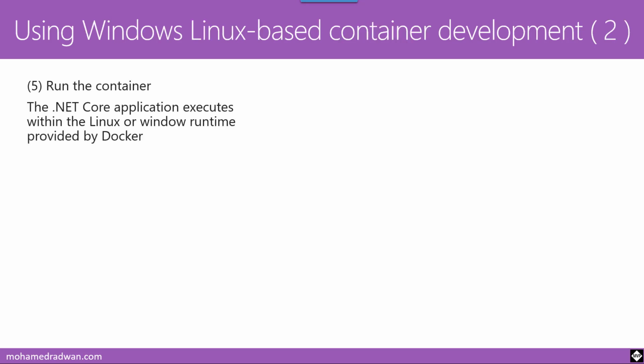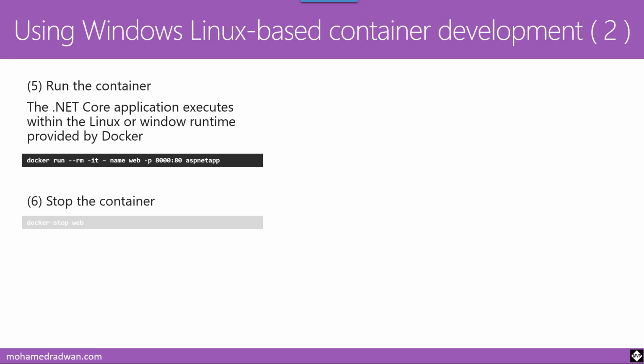Now I can just run the container, which includes the .NET Core application within the Linux runtime provided by Docker, by using this command, docker run, and here I am using the --rm switch, which deletes this container after I stop it because I don't need it. This is just for demo. And here I will specify the name of the container, which is web, and specify the port and the image name. We will talk about more details on Docker networking in the next lessons in this module.